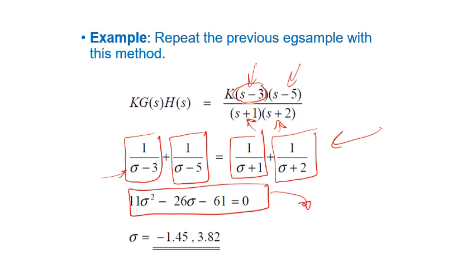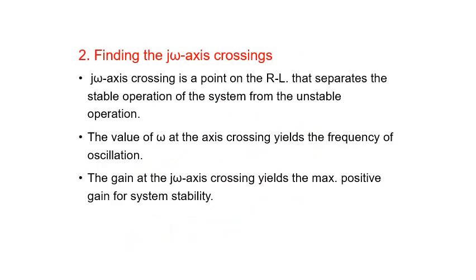Solve this equation for S, and you will find that S has two values. It's a second order quadratic equation. One of them is minus 1.45 and the other is 3.8, similar to the previous example. So one of them will be the break-in and the other will be the breakaway.